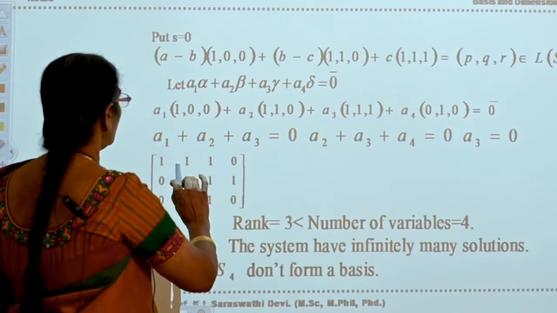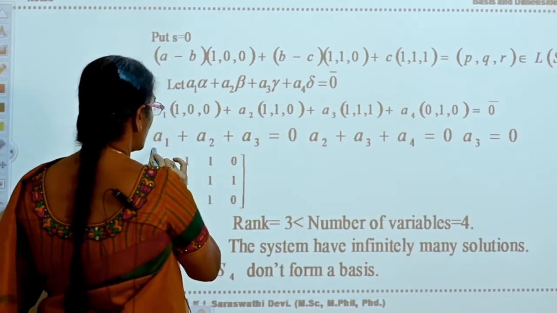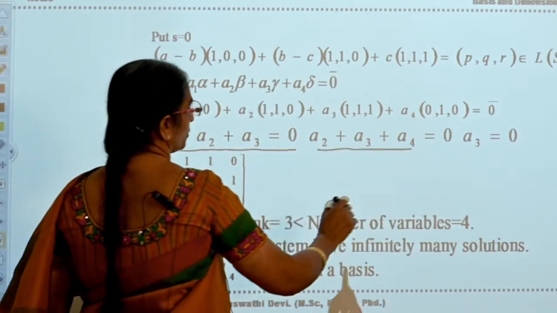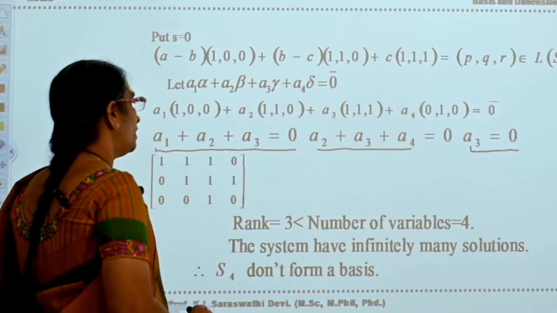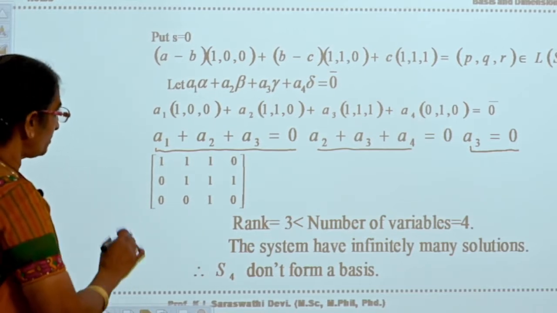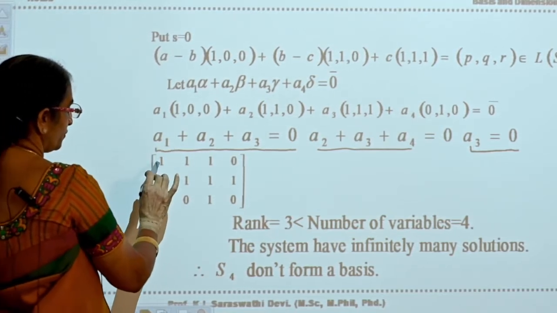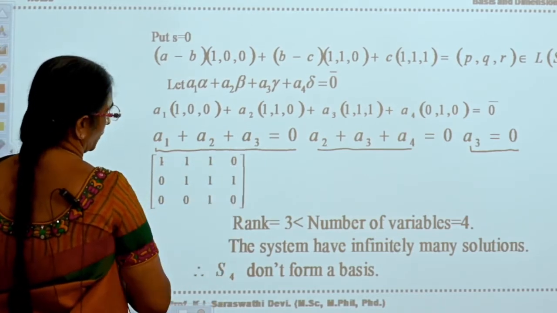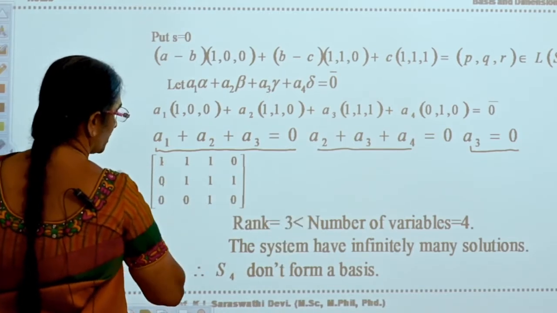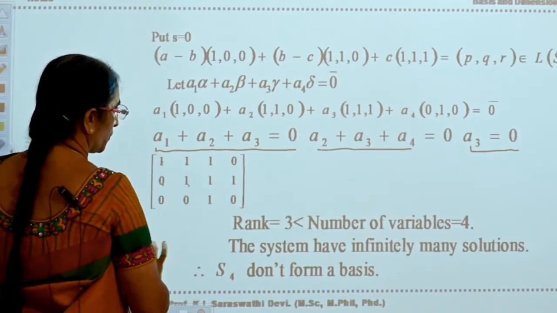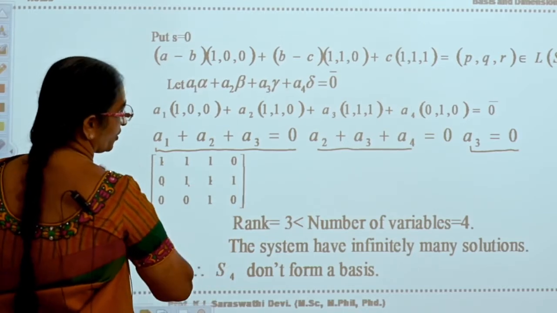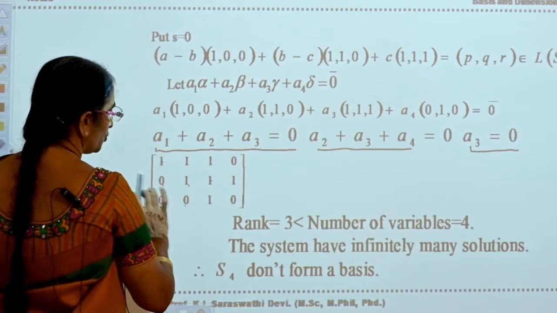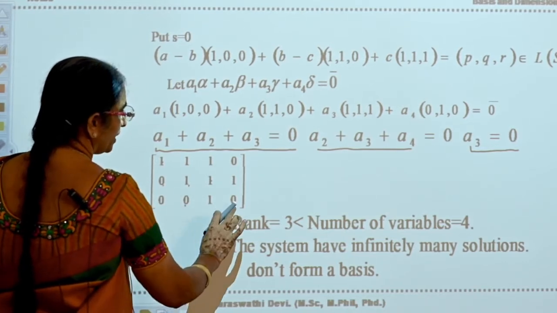Now, here you got the equations A1 plus A2 plus A3 is equal to 0, A2 plus A3 plus A4 is equal to 0, and A3 is equal to 0. Now, we will write these equations in matrix notation form. The coefficient of A1 is 1, A2 is 1, A3 is 1, and A4 coefficient is 0. Similarly, in the second equation, the coefficient of A1 is 0, A2 coefficient is 1, A3 coefficient is 1, A4 coefficient is 1. In the third equation, A1 coefficient 0, A2 coefficient 0, A3 coefficient 1, and A4 coefficient 0.